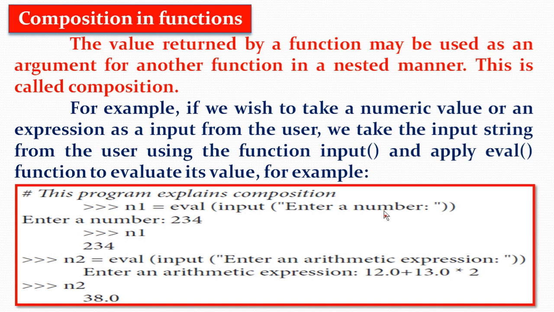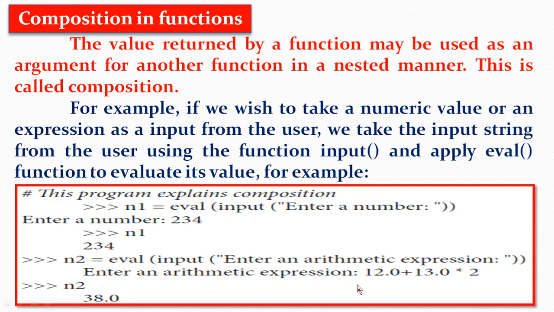In this example, we get the input value from the keyboard by using the input function. The value entered by the user is the argument of another function, EVAL. It is in a nested manner, input and EVAL nested. This is called composition. For example, n1 equal to EVAL, input, enter any number. We give the value 234 for n1, it returns the n1 value as 234. Another example, n2 equal to EVAL, input of enter an arithmetic expression.